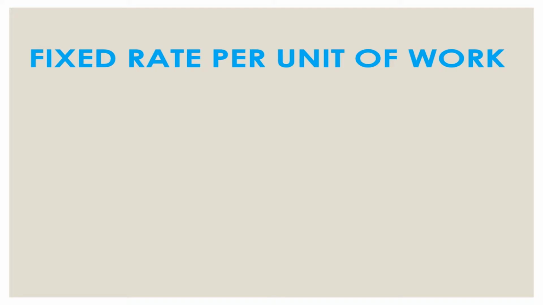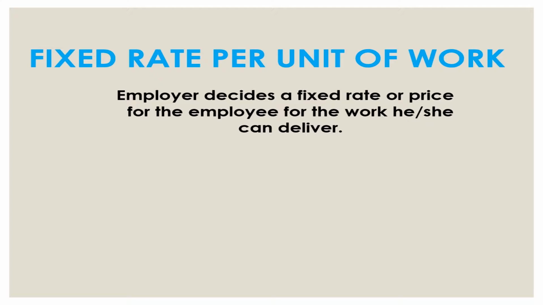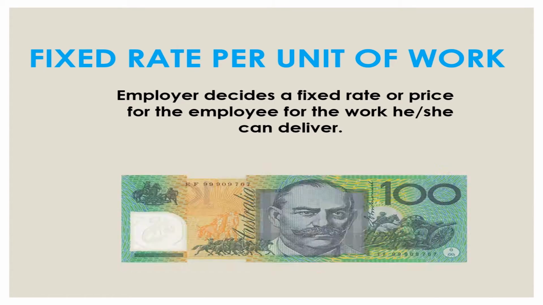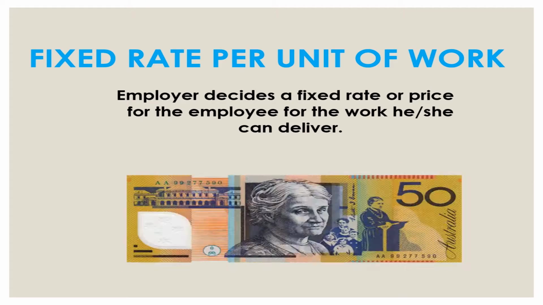Secondly, fixed rate per unit of work. In this fixed rate per unit of work, the employer decides a fixed rate or price for the employee for the work he or she can deliver. Most commonly, this kind of payment is called wages, and it is necessary to fix a certain amount for the work which an employee delivers within a specified period of time.